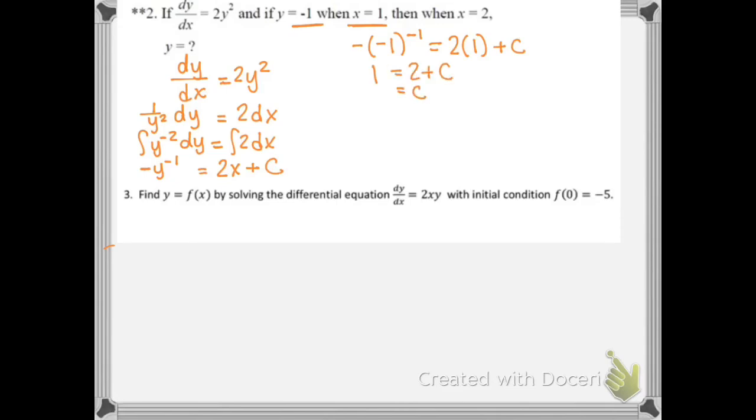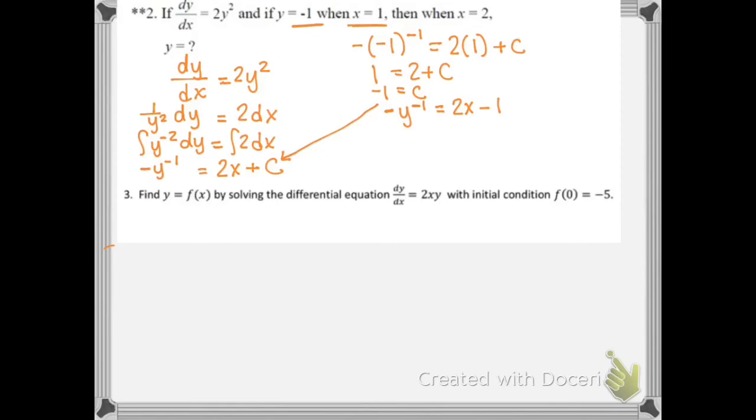So c comes out to be negative 1. So what do we do with that? Well, that's going to get plugged in over here into our expression we got when we integrated. So we have negative y to the negative 1 is equal to 2x minus 1. So now we're solving for y. We have to get rid of two things. We have to get rid of the negative in front and the exponent.